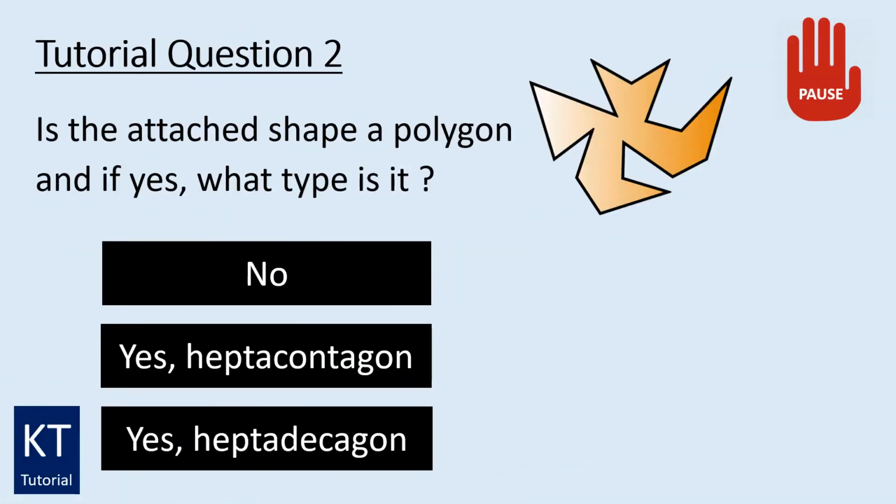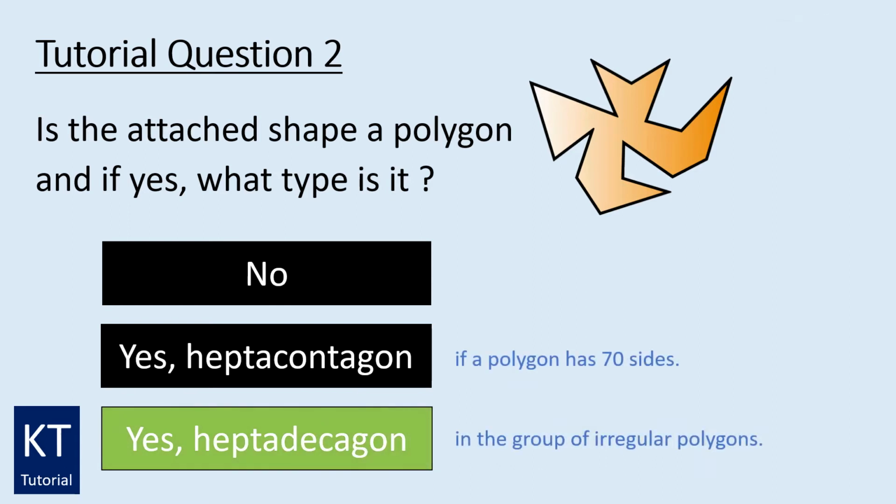Tutorial question 2. Is the attached shape a polygon? And if yes, what type is it? As long as the lines representing the sides are not open-ended, the answer is yes. As to its type, we would be needing to count the number of sides, and it being 17, it is a heptadecagon.